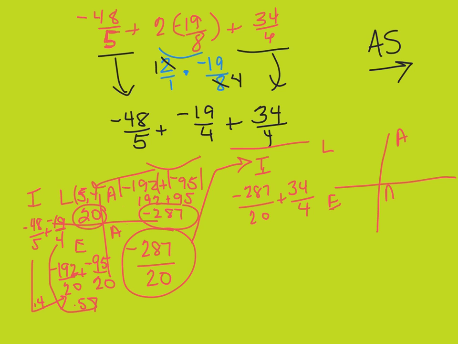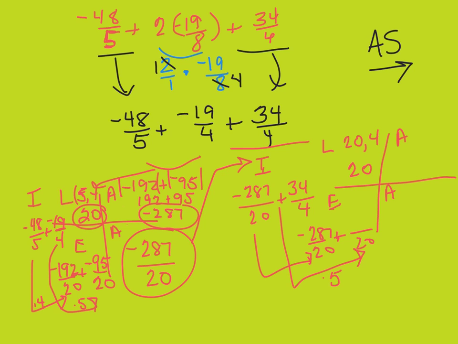So the least common multiple of 20 and 4, of course, is 20. So I'm going to now have some number over 20, that is negative, plus some other number over 20. The first one is already over 20, so I don't need to do anything. That's negative 287. My next number, how do I get from 4 to 20? Well, that, of course, is times 5.